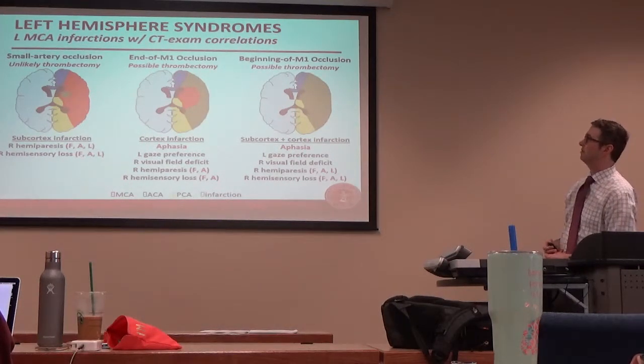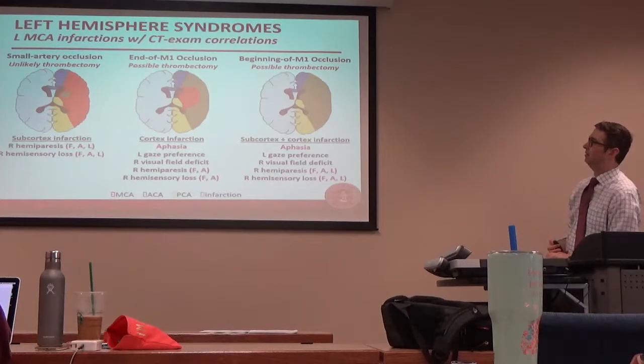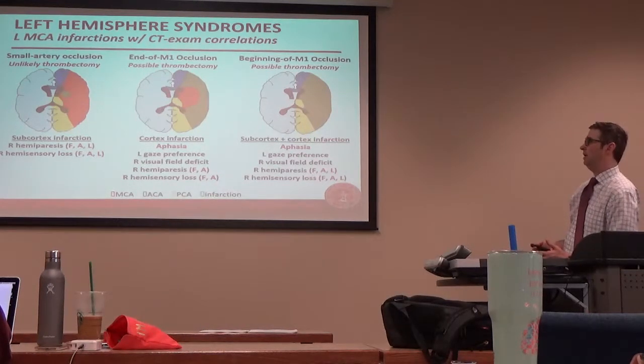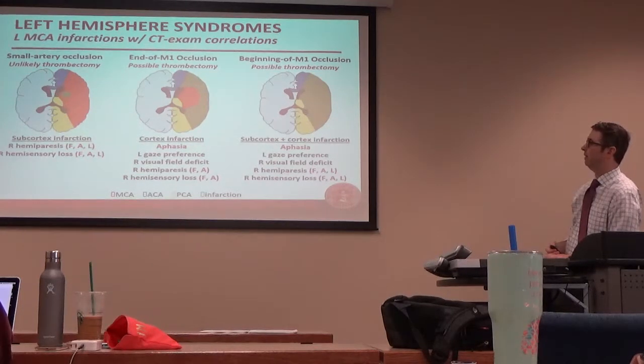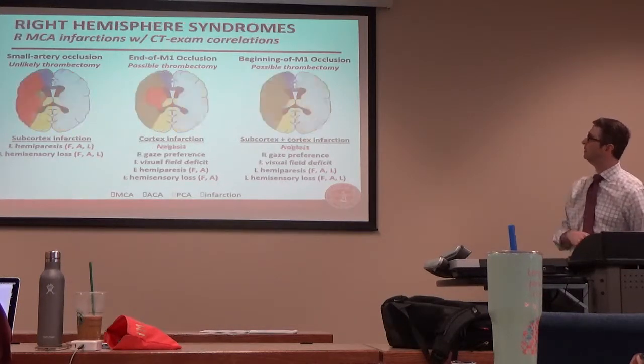Left hemisphere syndromes, left MCA infarctions with CT exam correlations. Small artery occlusions are subcortical. You can have right hemiparesis, right hemisensory loss, both face, arm, and leg. Typically not thrombectomy. Cortical infarction, you'll have aphasia as the language areas are affected. You'll get gaze preference, and it looks to the side of injury. You'll get a right visual field deficit, right hemiparesis, right hemisensory loss. Beginning of M1 occlusion, possible thrombectomy. You'll have aphasia, gaze preference, visual field, and hemiparesis and hemisensory loss.